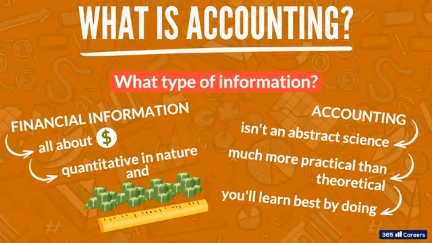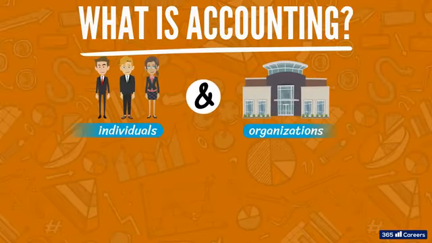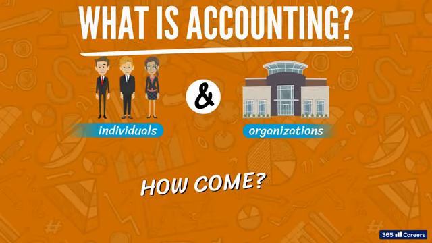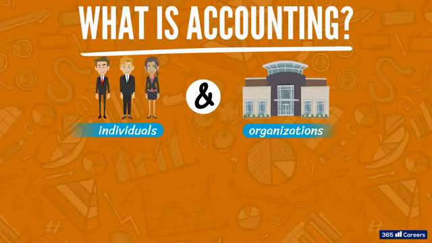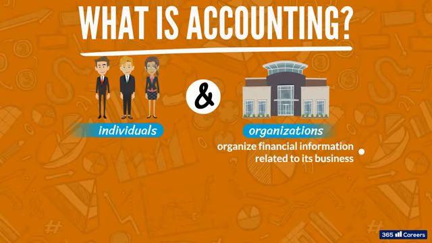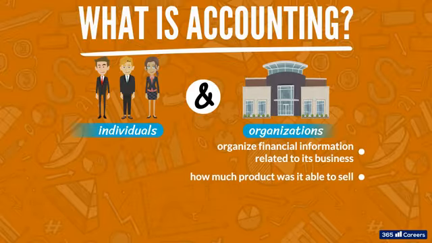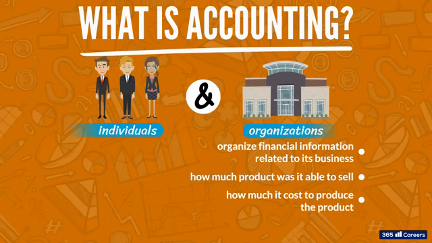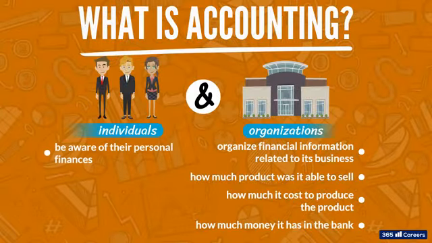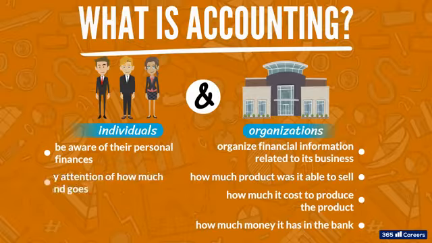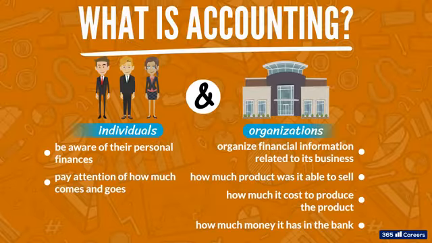The last part of the definition says that accounting serves organizations and individuals. How come? Well, as one can imagine, every firm needs to be able to organize the financial information related to its business. A firm has to know how much of a product it was able to sell, how much it cost to produce the product, and how much money it has in the bank. Similarly, an individual needs to be aware of their personal finances. If they don't pay attention to how much comes in and how much goes out, they may soon be in deep trouble.